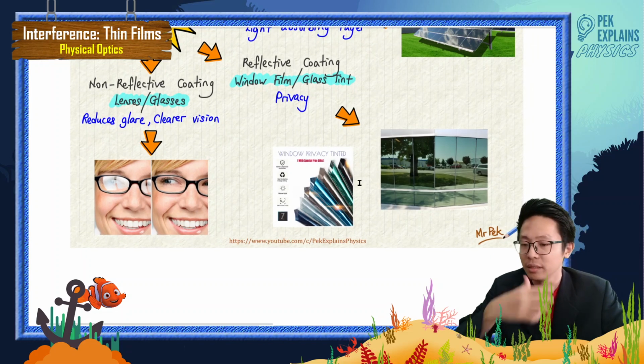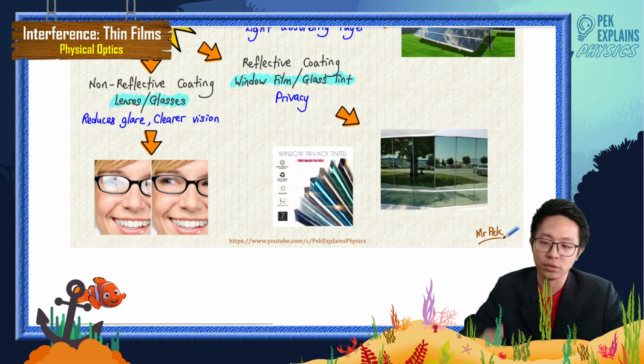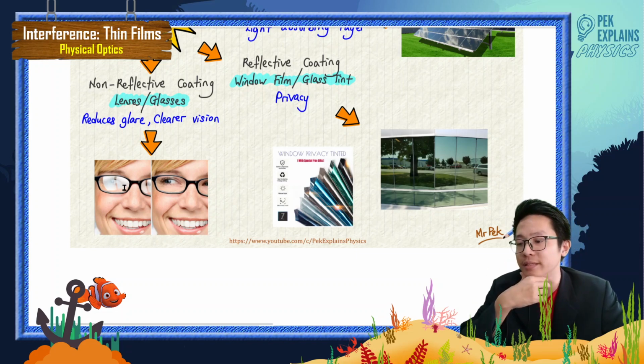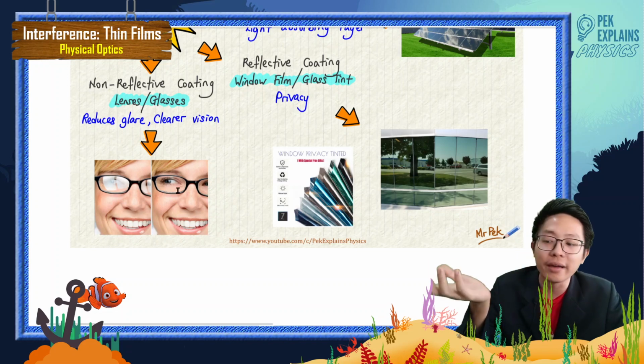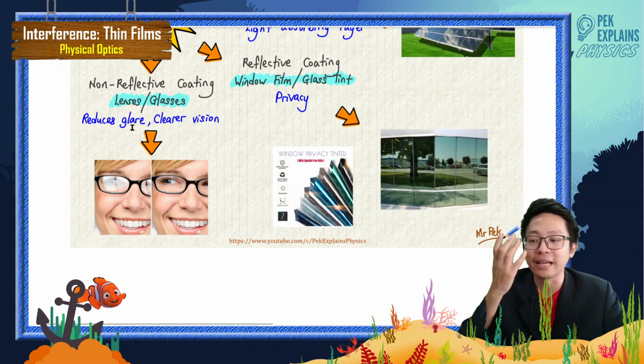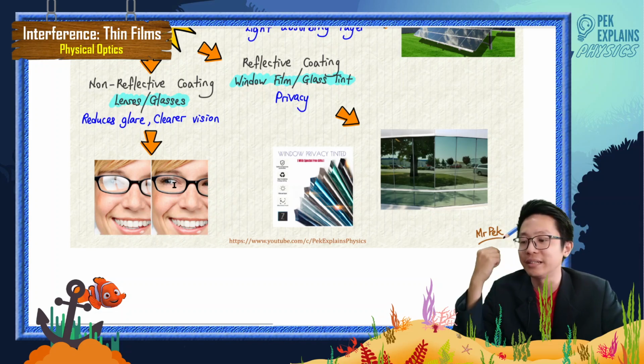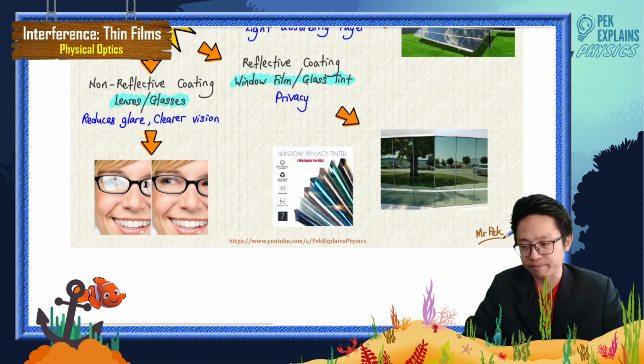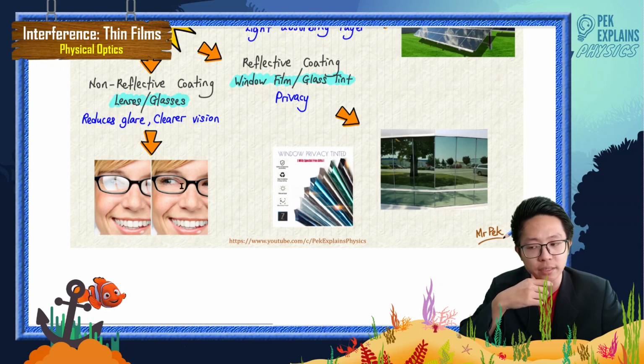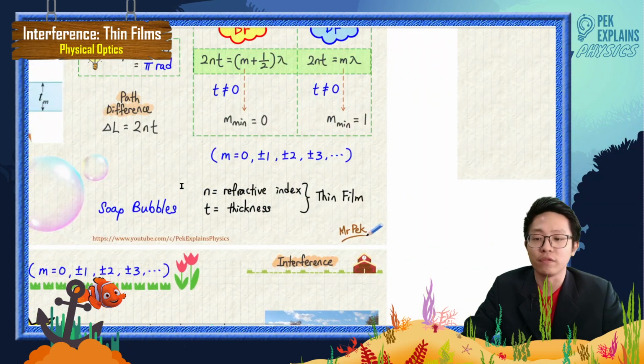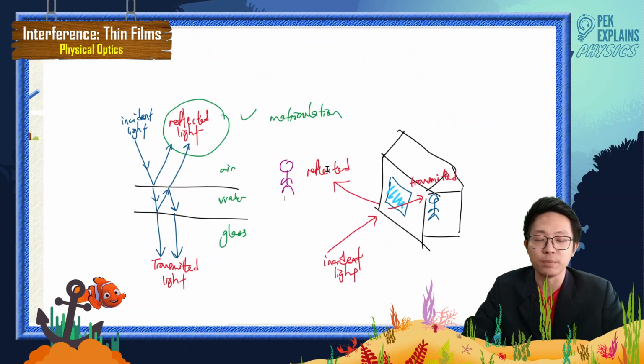Like this one, you see, this one is reflective coating, so you cannot see inside the house. But this one is non-reflective coating. You can see the eyes of the person clearer. It reduces the glare, so that you can see the person with a nicer look, because there is no reflected light, destructive interference. So you can see the eyes. Why can you see the eyes of the person clearly? Because the reflected light is being reduced.